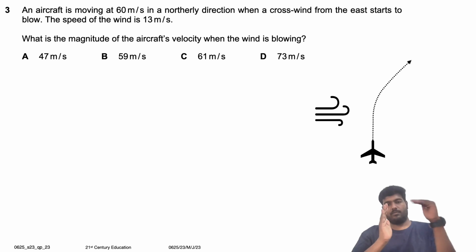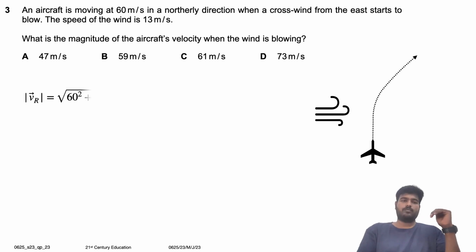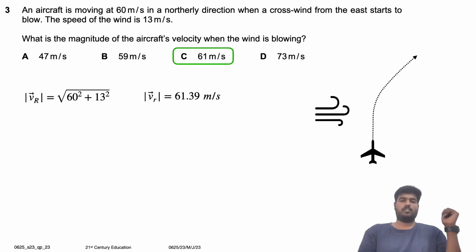Since wind blows, it will change direction. Eventually what we are finding is just the resultant of these two. We know how to find the resultant. It's just the square root of x square plus y square, using Pythagoras theorem obviously. So just velocity we want. Option C. So square root of 60 square, which is aircraft square, and then 13 square, which is the wind square. So if it goes like this, the resultant will be in this direction. 61 meter per second.